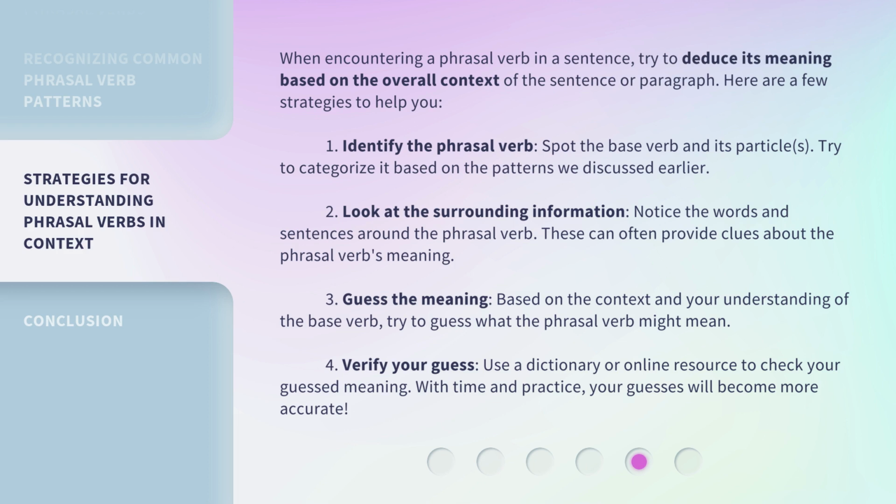3. Guess the meaning. Based on the context and your understanding of the base verb, try to guess what the phrasal verb might mean. 4. Verify your guess. Use a dictionary or online resource to check your guessed meaning. With time and practice, your guesses will become more accurate.